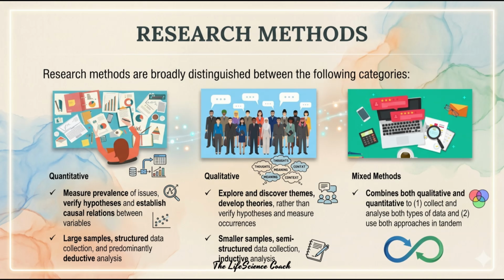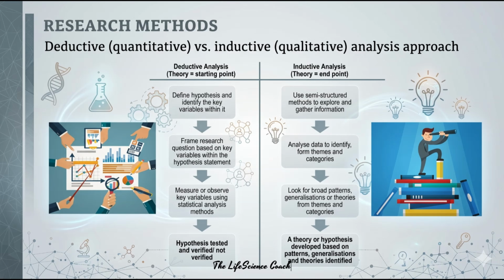Research methods can also be understood through two important approaches of analysis: deductive analysis and inductive analysis. These approaches help researchers decide how knowledge is developed, tested, and interpreted during a study. Deductive analysis, commonly associated with quantitative research, begins with an existing theory or hypothesis. In this approach, theory becomes the starting point. Researchers first define a hypothesis and identify the key variables involved.